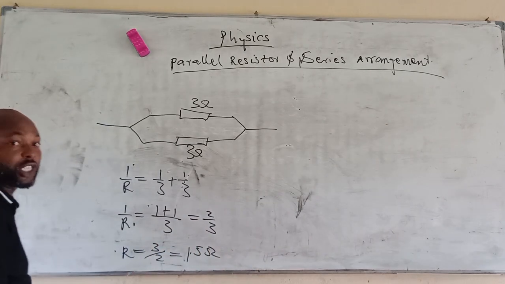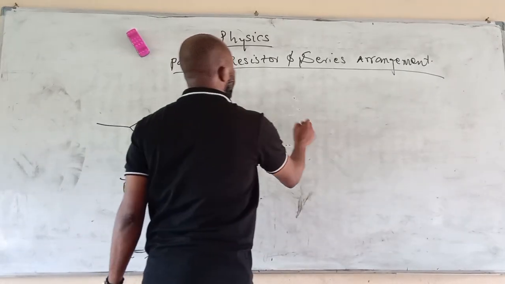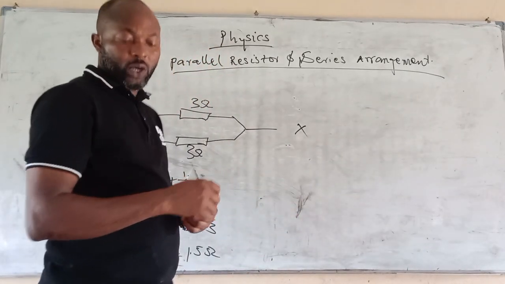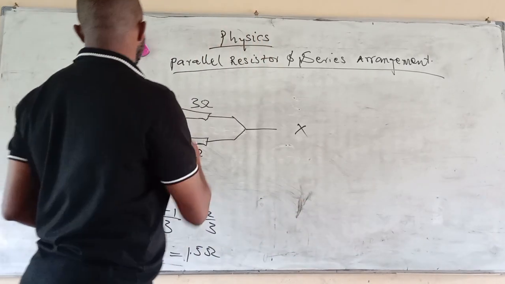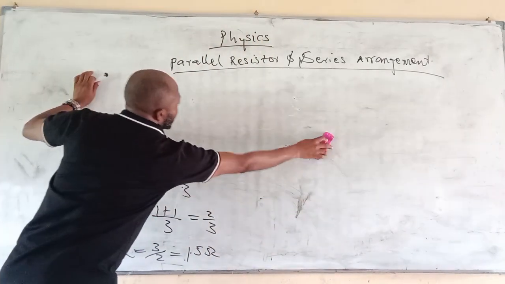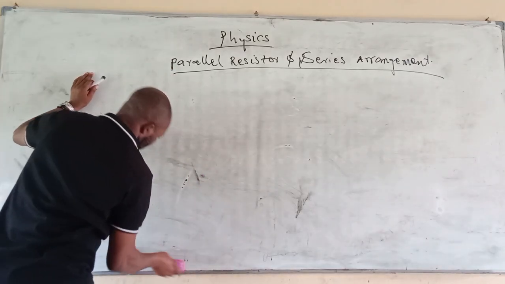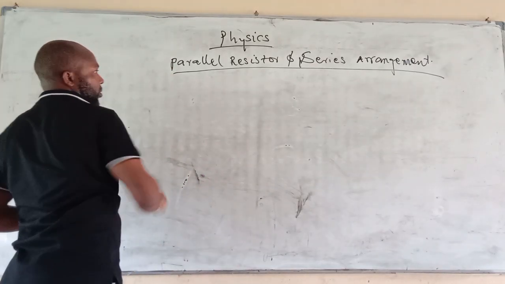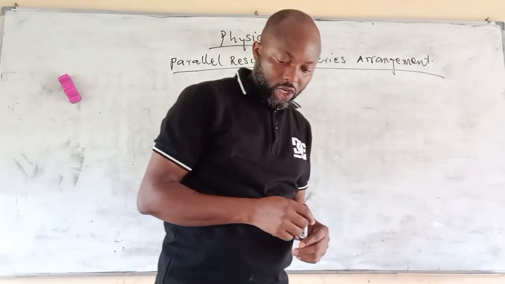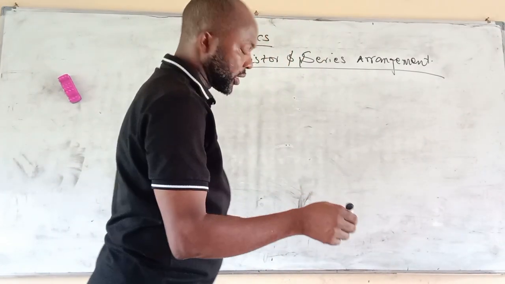So this one too is not correct. It's not the right option. We're going to take another option. The third one, 2, 3, 6.